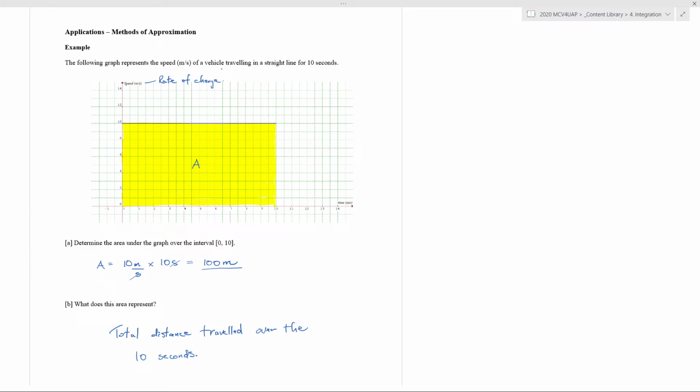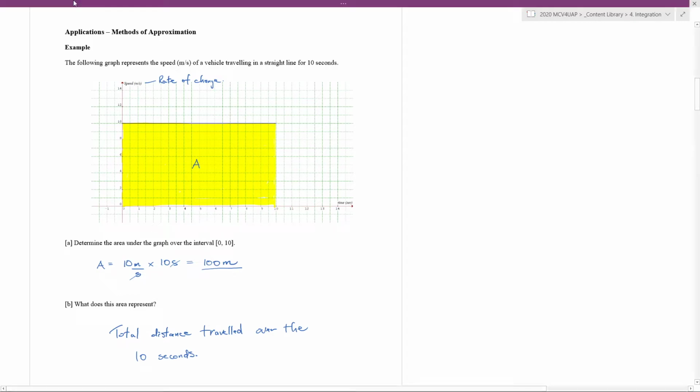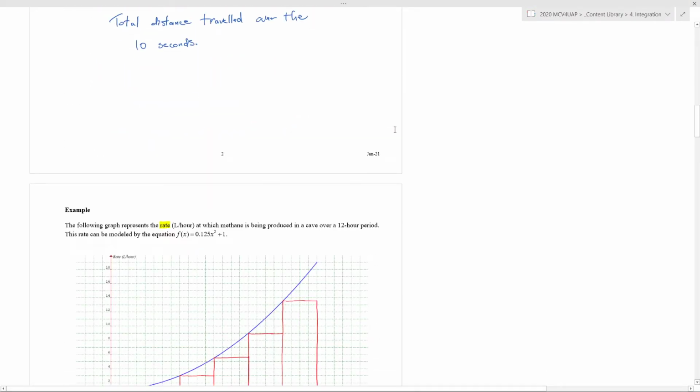The area under the graph of speed, which is the rate of change of distance, since we're only moving in one direction. So when we find the area under a rate of change of distance, it gives us the change in the distance. In other words, I've traveled 100 meters. So just keep that in mind. We're finding the area under a rate function. So we'll go to the next problem.